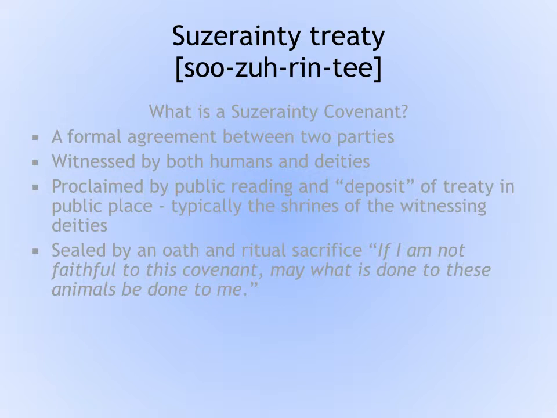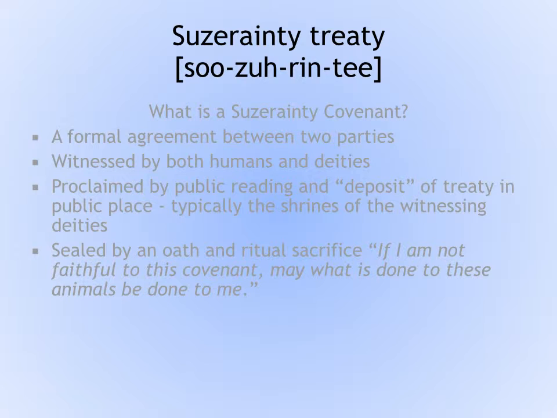Now, what is that? What type of covenant or treaty is a suzerainty treaty? Well, number 1, it is a formalized agreement between two parties. It is witnessed by both humans and deities. So it was done in a temple, it was done in a sanctuary, it was done someplace where it carried religious implications, and it was done before a particular party's gods or goddesses. It was proclaimed by public readings, and then there was a deposit of the treaty.